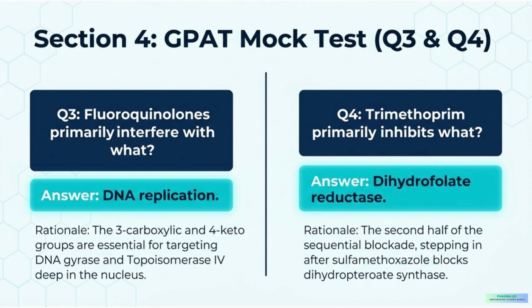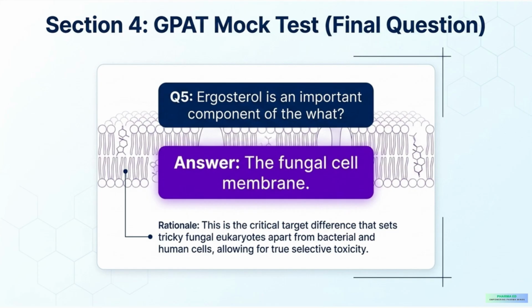All right, final question for top marks today. Let's see if you are really paying attention to the target differences. Ergosterol is an important component of the what? Where do we find it? 3, 2, 1. The answer is B, the fungal cell membrane. It's a key component that sets it apart from bacterial and human targets.